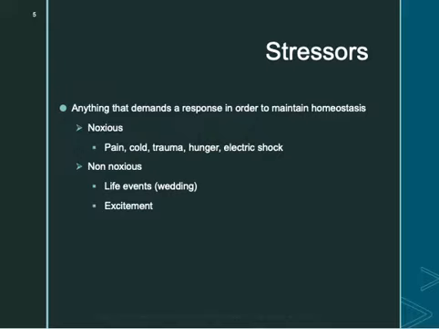In terms of stressors, obviously this is very general, but once again, it's anything that demands a response in order to maintain homeostasis. So things like noxious stimuli, whether it's pain, cold, trauma, hunger, shock. And these are even factors too, like a severe infection or surgery, things like that, any type of alteration to the body. Or non-noxious events, and these are things more psychological, whether it's a life-altering event, a death of a spouse, family member, any major life event, and even good things like weddings or a birth of a child. Any type of life-changing event can be a stressor, whether it's good or bad. There's a response to that.